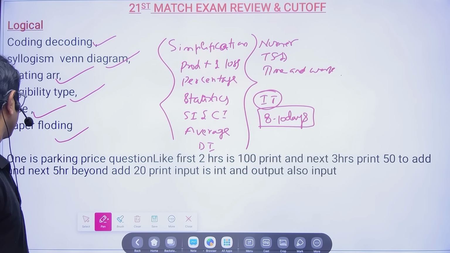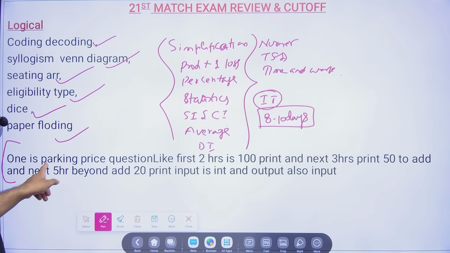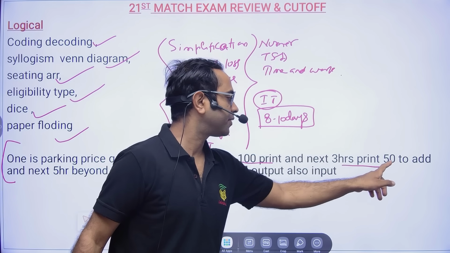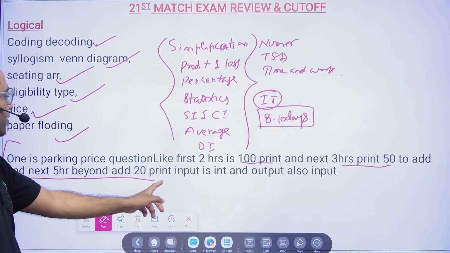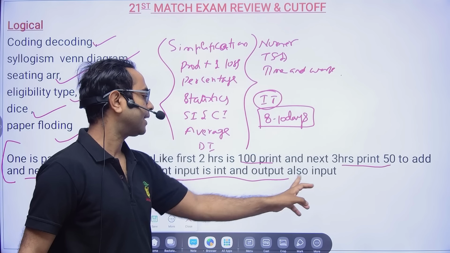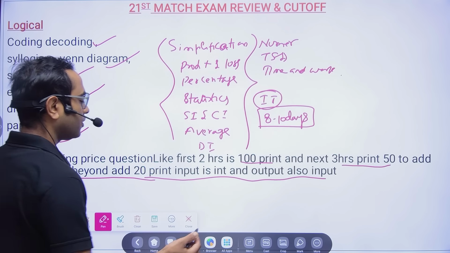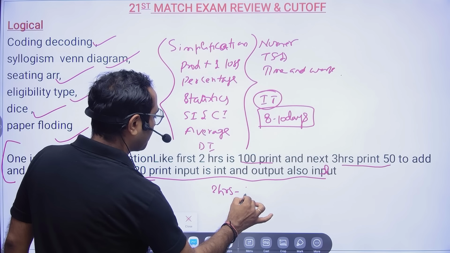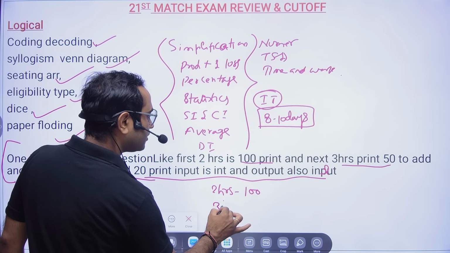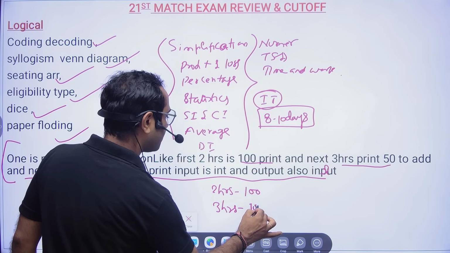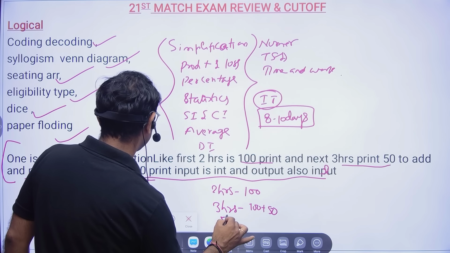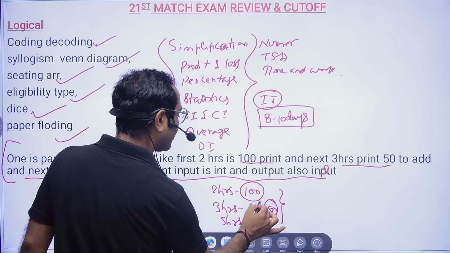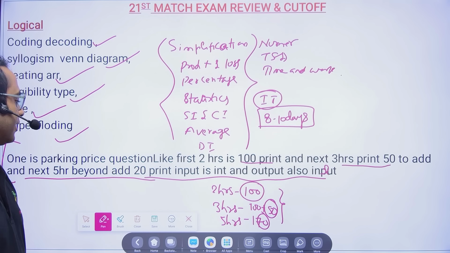Coding, friends, so this is second shift coding. One is a parking price question: first 2 hours is 100, next 3 hours 50 added, and beyond 5 hours 20 added; input is int, and output is also int. For the first 2 hours the parking price is 100, then for 3 hours plus it is 100 plus 50, 150, then beyond 5 hours it is 170. So after 3 hours 50 will be added, after 5 hours 20 will be added. That was one question.